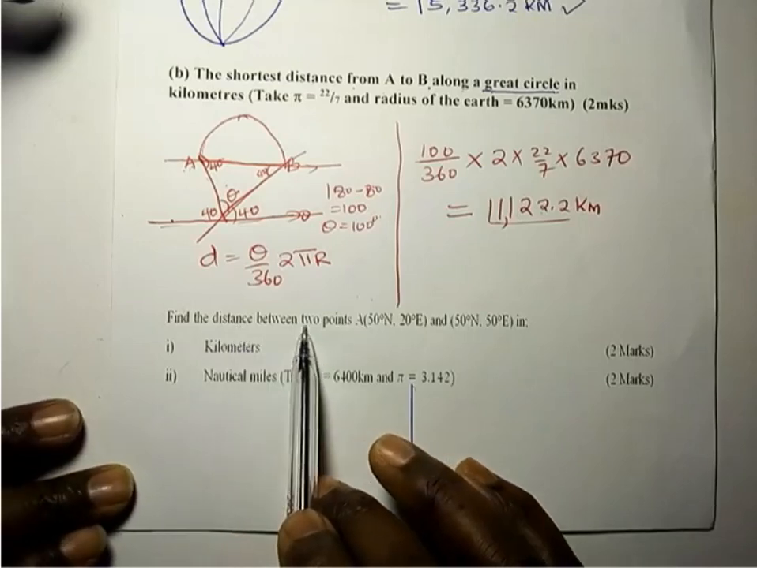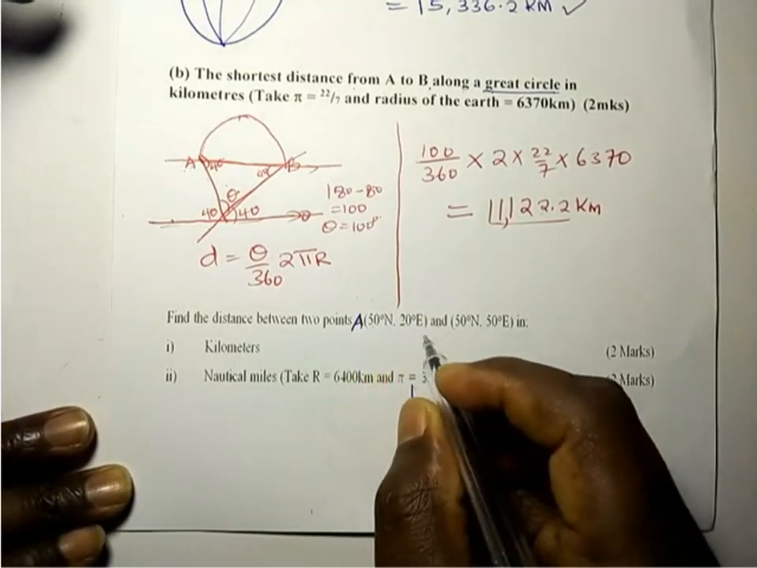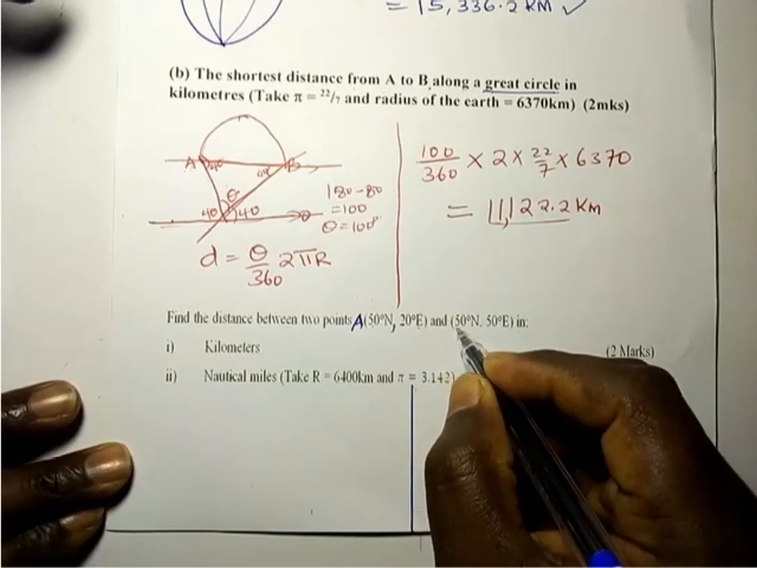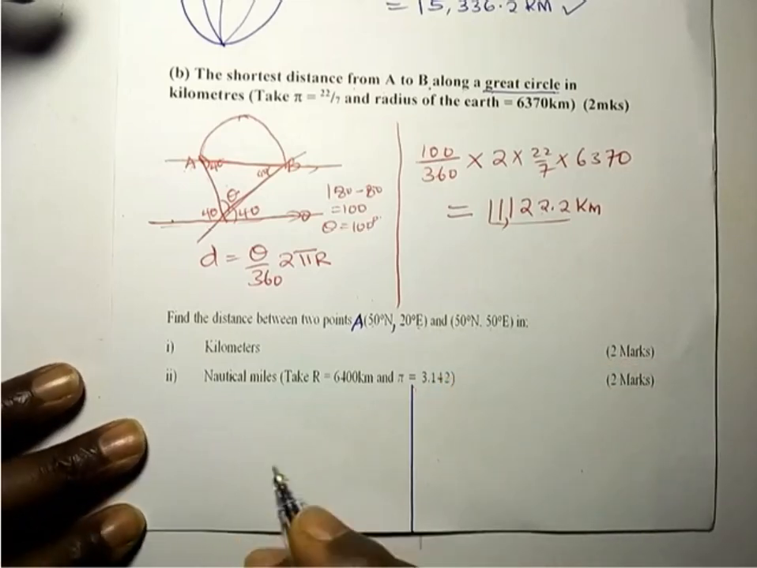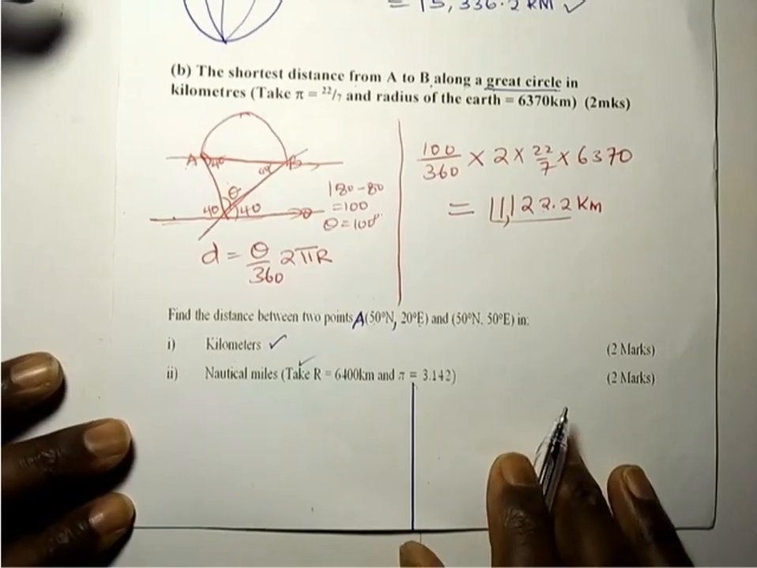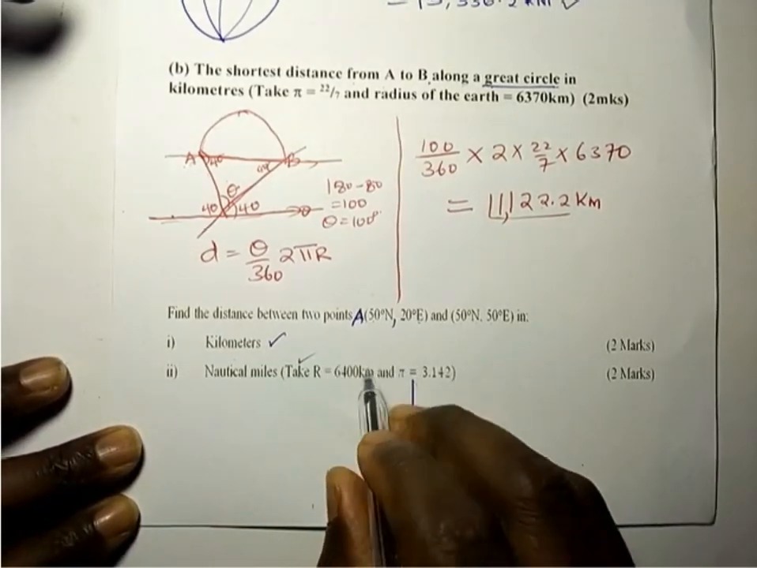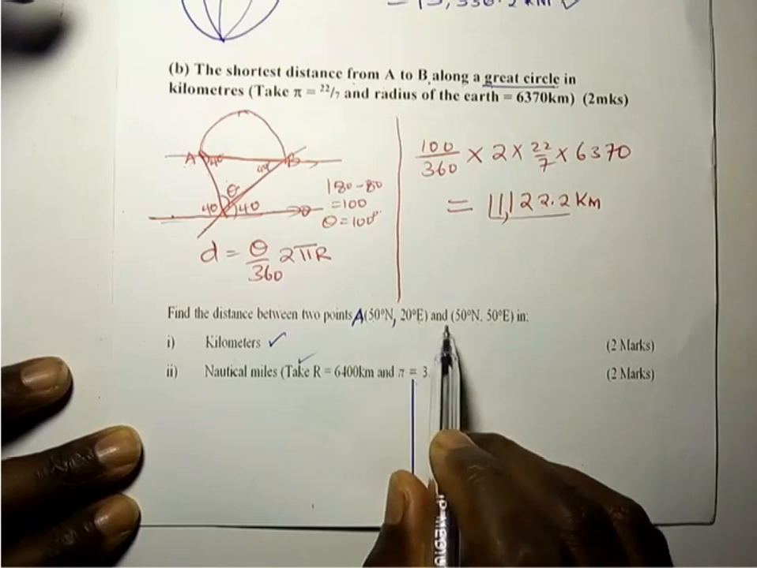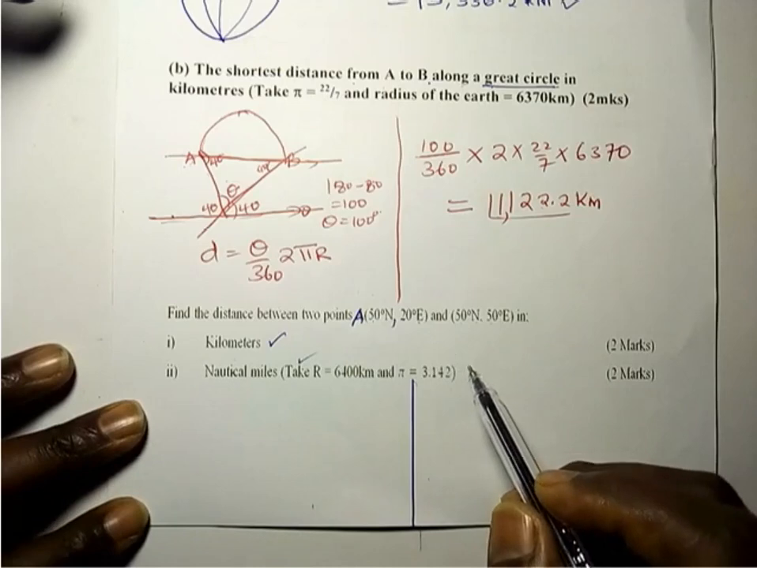Find the distance between two points A, 50 degrees north, 20 degrees east, and B, 50 degrees north, 50 degrees east. First in kilometers and then in nautical miles. So let us go straight away. Let us first see, is this a great circle or a small circle? The good thing you must do is to sketch. Let us sketch first.